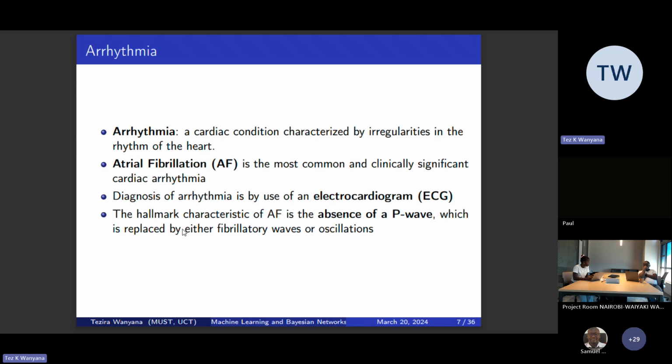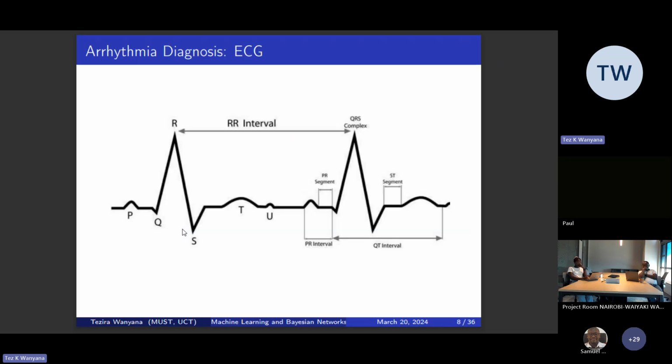To diagnose arrhythmias, we use the electrocardiogram, which people commonly call the ECG. For atrial fibrillation, if you look at the electrocardiogram and it has an absent P wave replaced by maybe fibrillatory waves or oscillations, then that is indicative of a case where atrial fibrillation is present. So in this slide, I just show a little bit of what an ECG looks like.